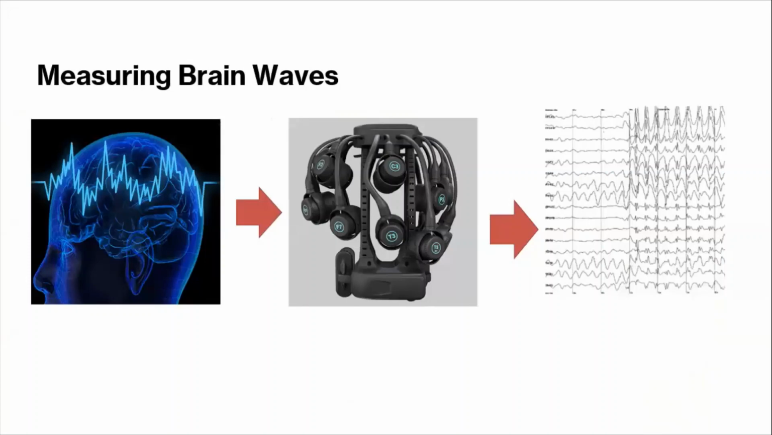The EEG measures brainwaves by detecting your brain's electrical activity at different points. This is where we place the sensors, also called electrodes. We can then measure and observe these electrical signals.